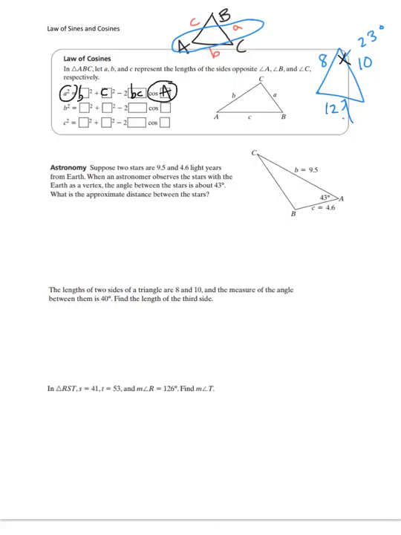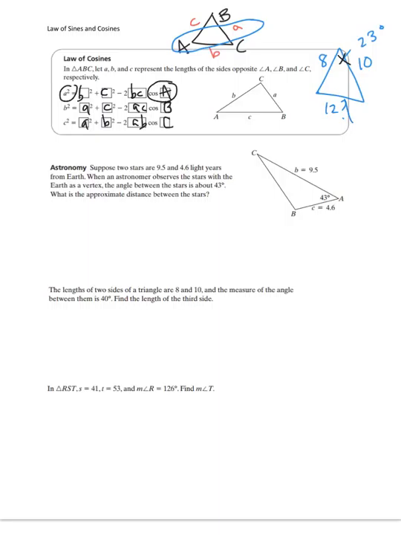It doesn't matter how you set up the letters. If I have b squared, then this is going to be cosine of b, and this is going to have to be a squared and c squared and ac. If I have c squared, this is going to have to be a and b, and the c is going to have to be over here. This is going to be a and b. So it's not really about the letters, it's about the positioning of the sides and the angles.